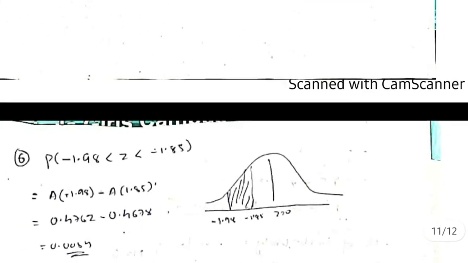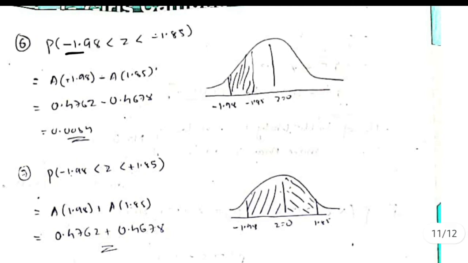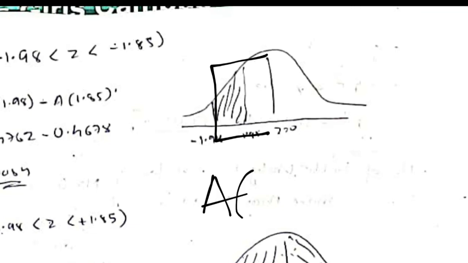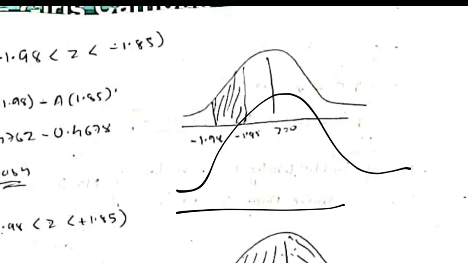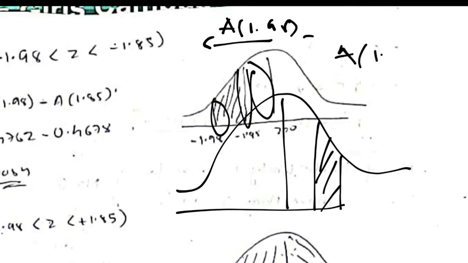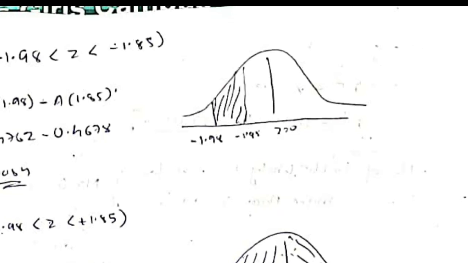In the same way, there are questions like minus 1.98 to minus 1.85. This is the limit. How can we find this? If we take the symmetry of it, we get the same one as the previous one. See, 1.98 means this one, 1.85 means this one. This we have to find out. From here till here it is A of 1.98, and we have to subtract this one, which is nothing but A of 1.85. When you subtract this, we'll get the answer for this area. It is the same as the previous question.